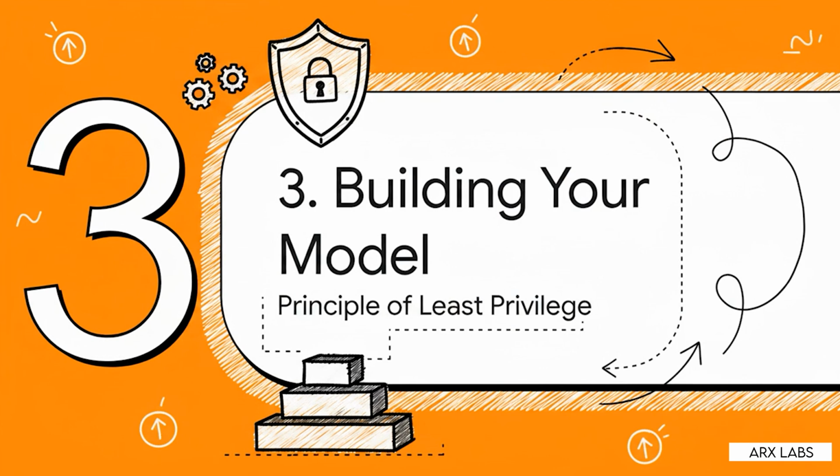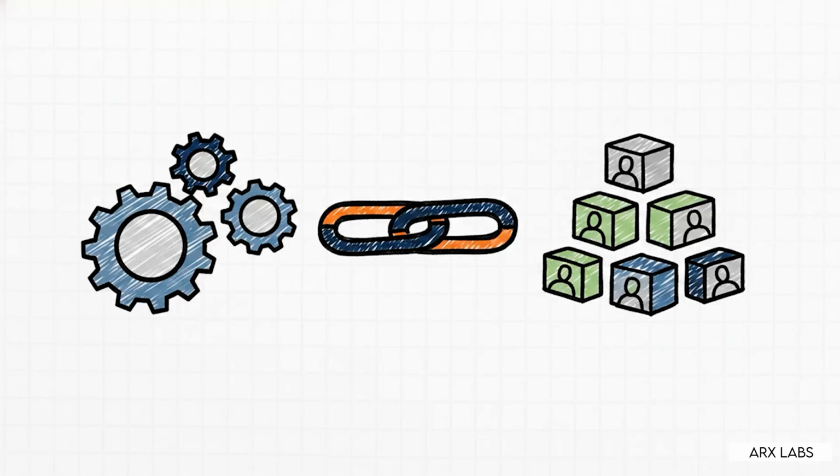Okay, so now that we've got the basic concepts down, let's actually start building a solid security model. And we're going to do it using the principle of least privilege. All right, step one, and this is the big one. It's the most important, absolutely non-negotiable first step. You have to connect your Azure DevOps organization to Microsoft Entra ID.